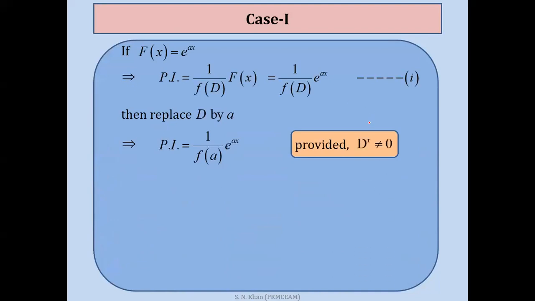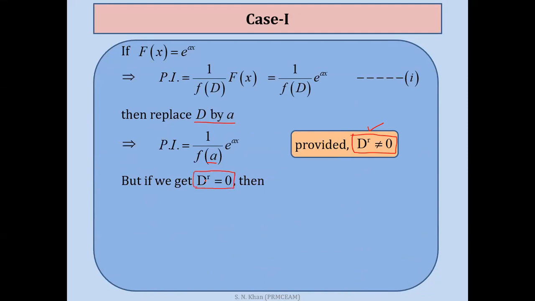If denominator is not equal to zero, then we don't have any issue at all. If the function is exponential, then we have to replace D by a. After replacing D by a, if value of denominator is not equal to zero, then we are not having any type of issue. We are getting our solution. But suppose after replacing D by a, if denominator is equal to zero, if the value of f of a becomes zero, then what we have to do?